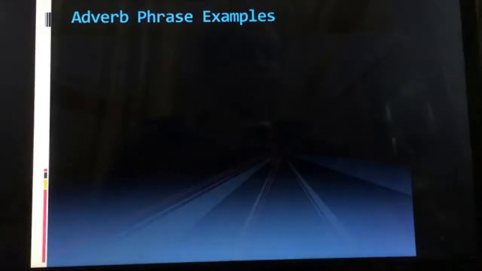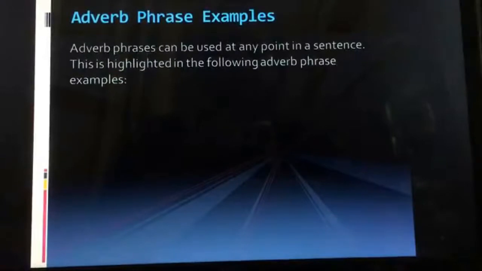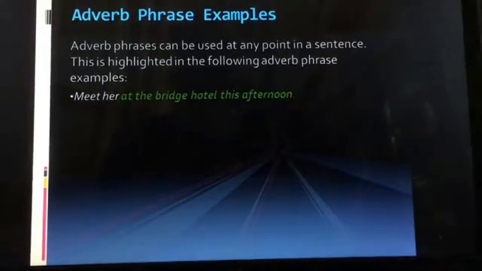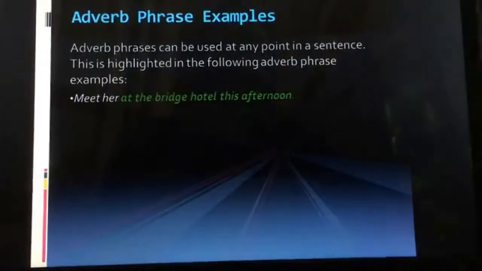In the next classes I will tell you more, but now we can see some examples so that we can learn adverb phrases. Adverb phrases can be used at any point in a sentence. A sentence can start with it or end with it. This is highlighted in the following examples. Meet her at the Bridge Hotel this afternoon. As you can see, at the Bridge Hotel this afternoon is highlighted. This part is the adverb phrase, and meet her is our verb. Where to meet? At the Bridge Hotel this afternoon.